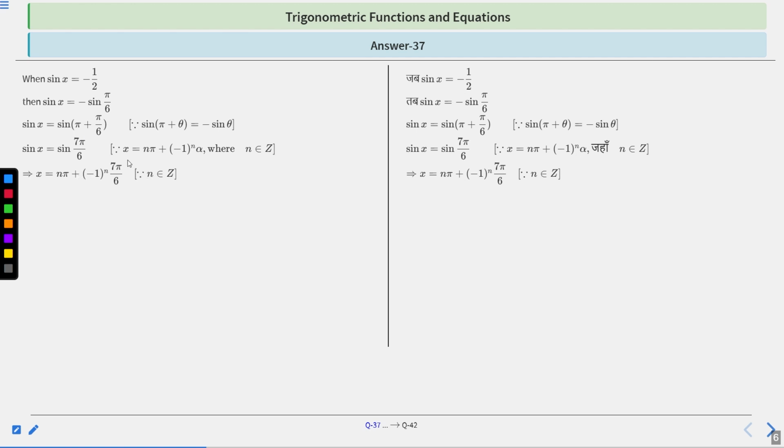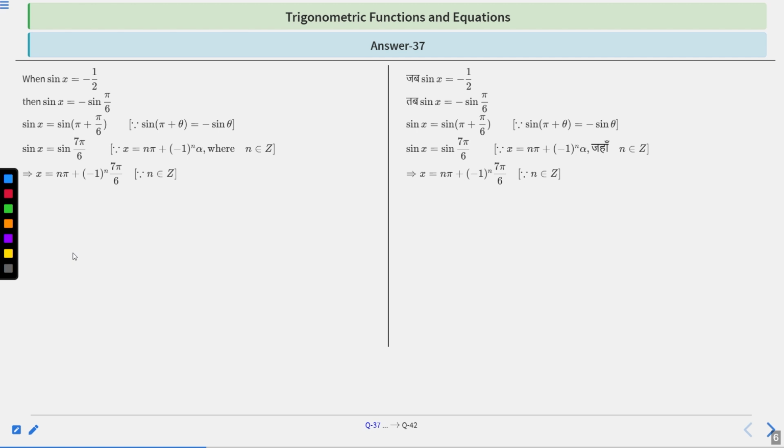Now we know that if sin x equal to sin alpha, then x is equal to n pi plus (minus 1) to the power n alpha, where n belongs to Z. Therefore x will be equal to n pi plus (minus 1) to the power n times 7 pi by 6, where n belongs to Z. Clear? So I think all of the above answers will be correct: cos x equal to 0, sin x equal to minus 1 by 2, x is equal to (2n plus 1) pi by 2, and x is equal to n pi plus (minus 1) to the power n times 7 pi by 6. These will be the right answers.